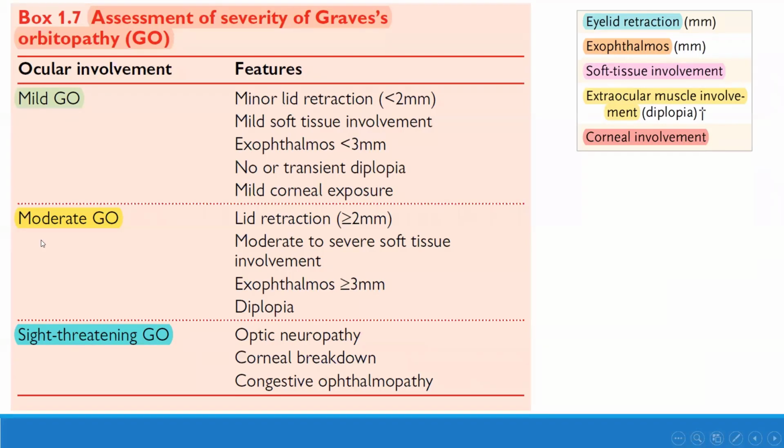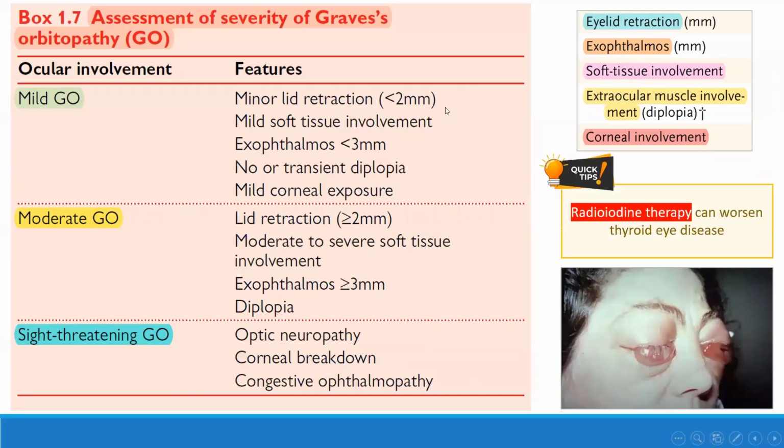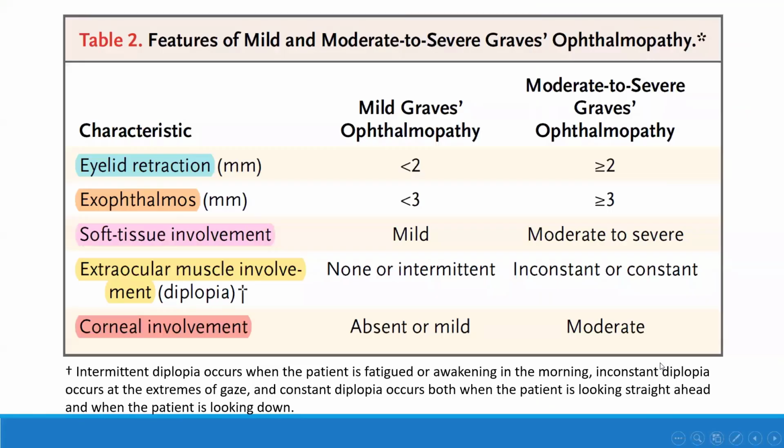This is very important to classify Graves' orbitopathy according to severity. And don't forget that radioiodine therapy can worsen thyroid eye disease, like in this picture. So this is how to differentiate between mild and moderate to severe Graves' orbitopathy according to these 5 items. Eyelid retraction: if less than 2, it is mild; if more than 2, it is moderate to severe. Then exophthalmos in millimeters, soft tissue involvement, extraocular muscle involvement, and corneal involvement.